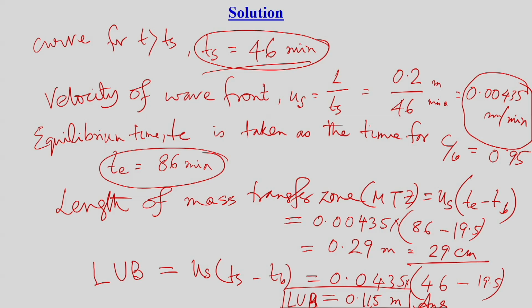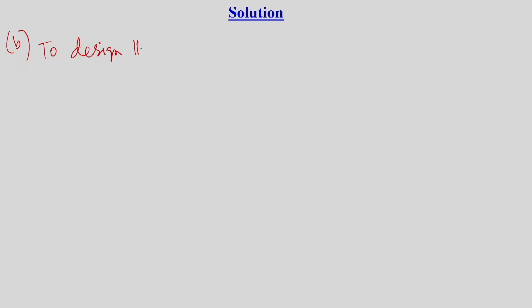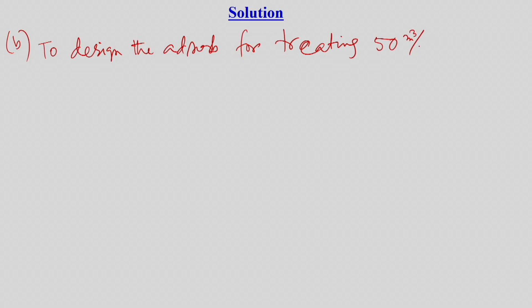This is the answer of the first problem, what is the length of unused bed. That is the answer of problem A. Now, we will be solving problem B. We have to design this adsorber for treating say 50 meter cube per minute, or equal to 3000 meter cube per hour, of gas.